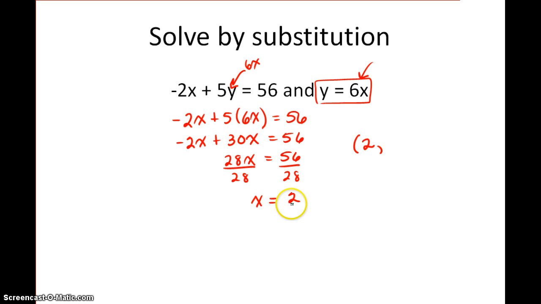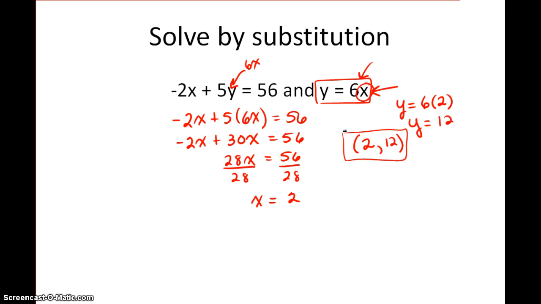I can take that 2 and put it into either x in either of those two equations, but by far the easiest would be to substitute it into that x. And so we would have y is equal to, instead of 6x, 6 times 2. And so y would be equal to 12. So the solution to this system of equations is (2, 12).